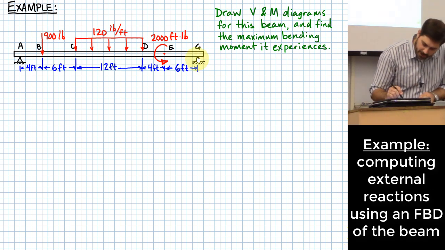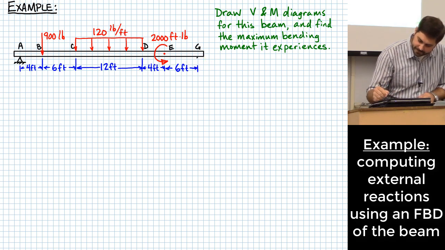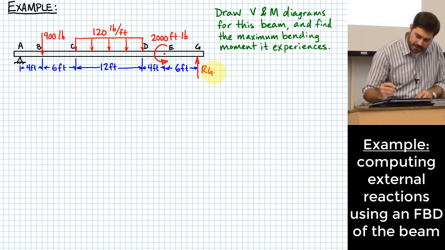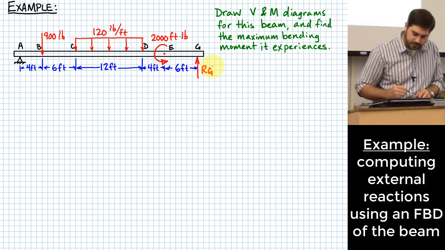How do I make this a free body diagram? Okay? Free the body. It means the roller at G I need to replace with what? The reaction that it would carry, right? So that would be maybe R_G would be a good thing to name that. What about at A?